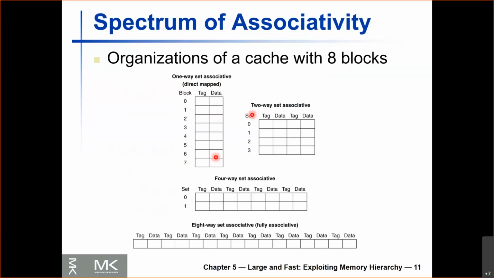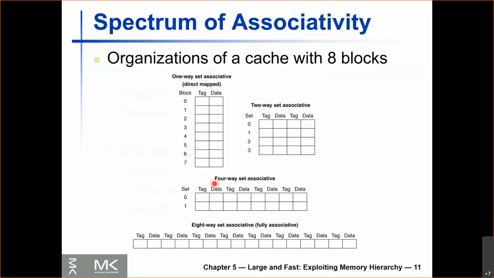I can organize it as a two-way set associative cache where I have 4 sets and every set has 2 ways or 2 blocks. Notice that each block is going to have its own tag. The first way has a block with its own tag, and the second way also has a block and a tag, because these 2 blocks are going to contain completely different memory blocks. So I need a tag for each of those memory blocks.